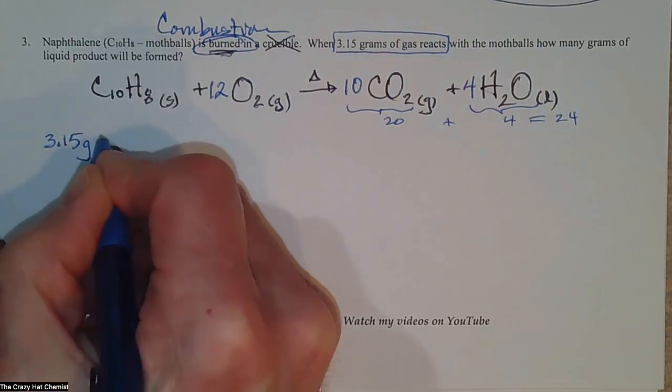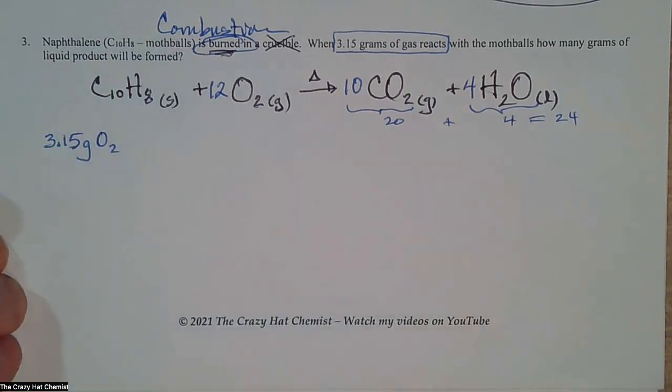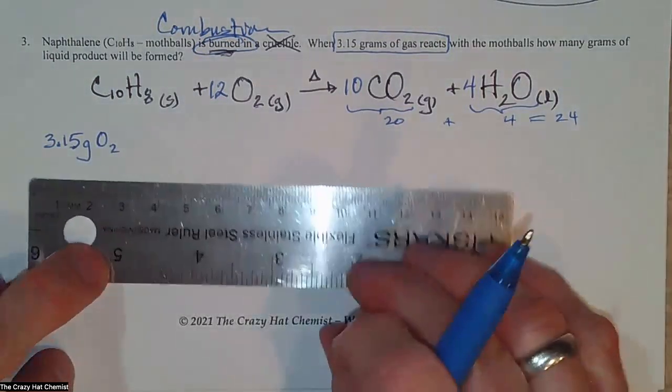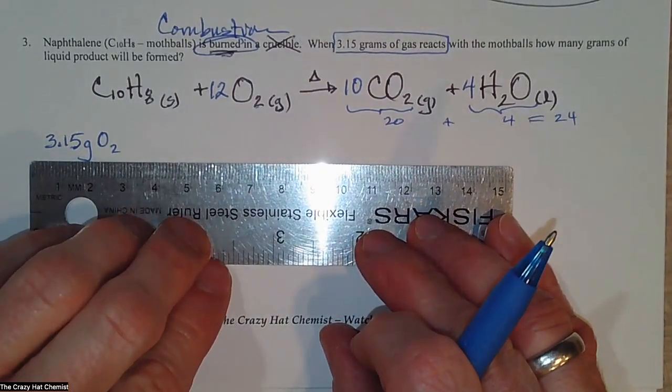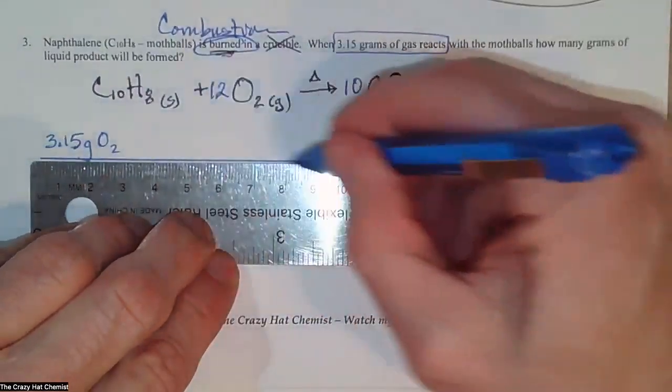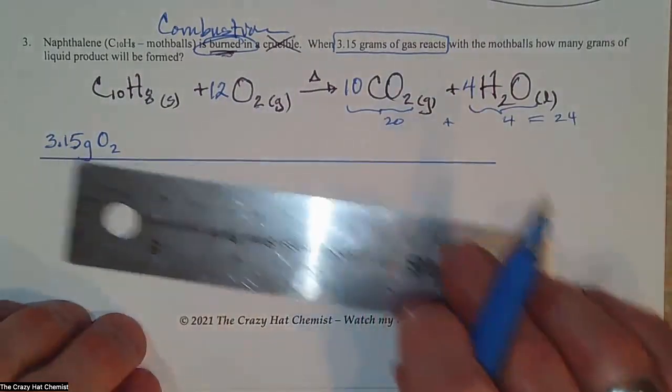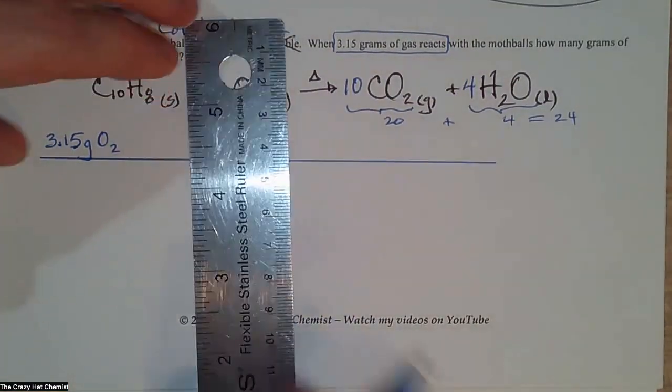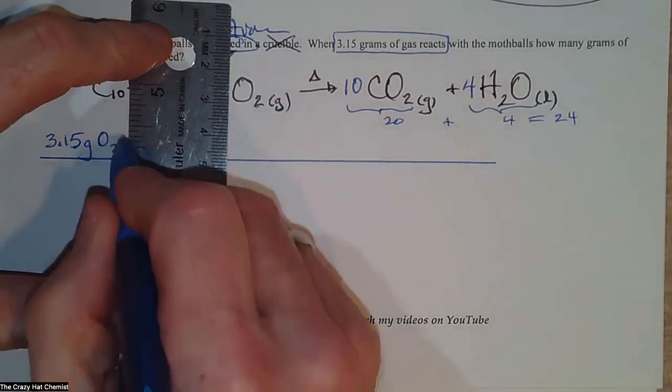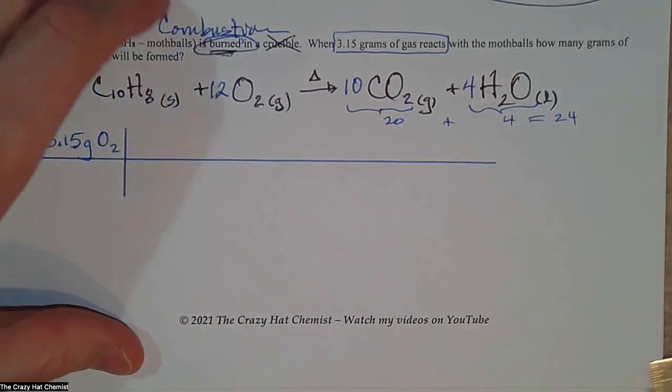3.15 grams of gas. That's the O2 that reacts. So I'm going to start off with that. I'm going to draw my line here to differentiate where I'm starting, where I'm going, what I need to do. And I'll draw this vertical line here so that I keep all my order together.